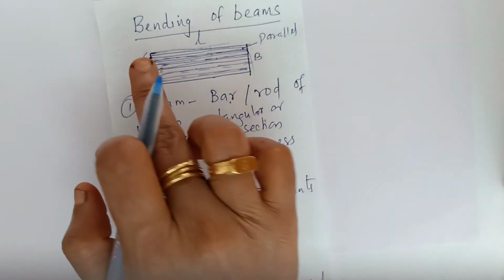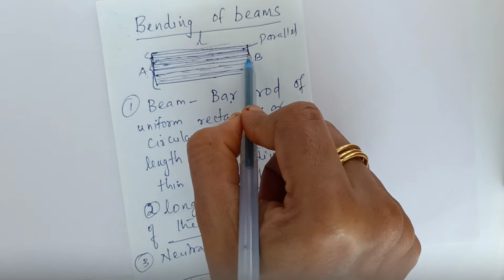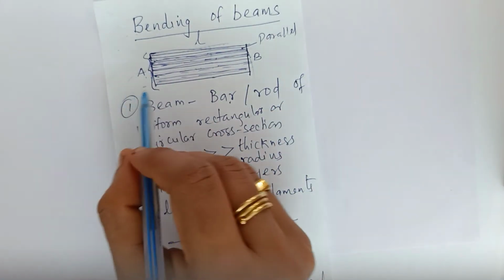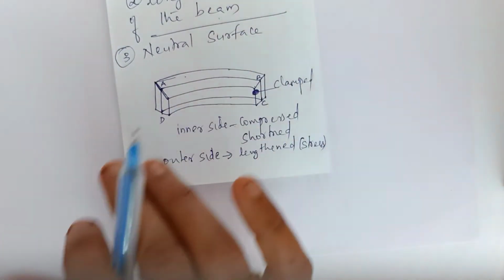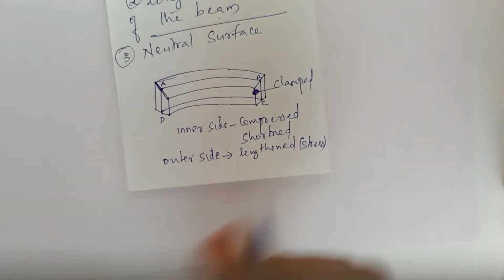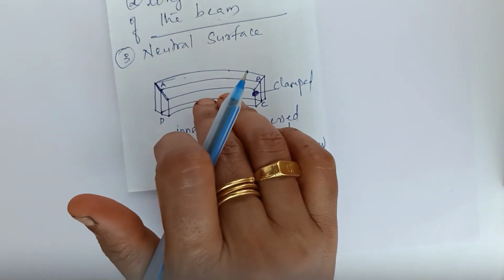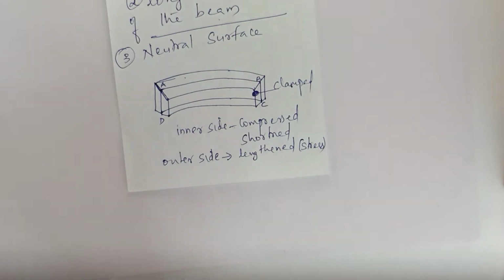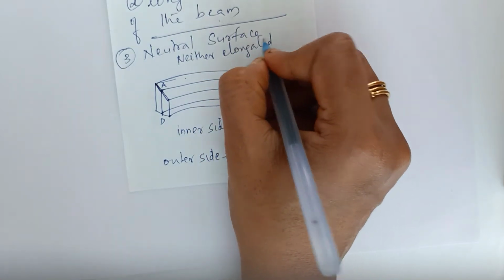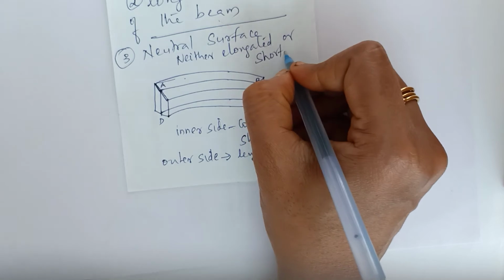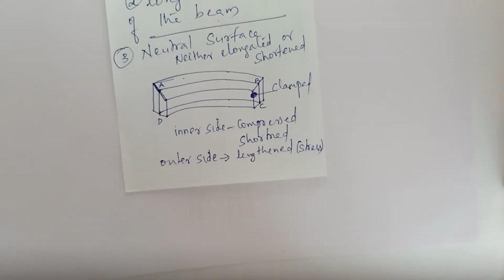What did we say? We have a beam and there are many layers or longitudinal filaments. You clamp one side of this beam and give the load on the other side. What will happen? The outer side will lengthen, whereas the inner side will shorten. And there will be some portion in between these. Here it lengthens, here it shortens, and in between there will be a surface which is neither elongated nor shortened. That surface is known as the neutral surface.